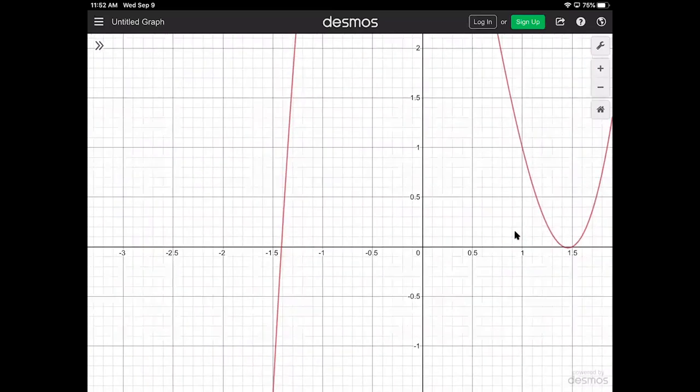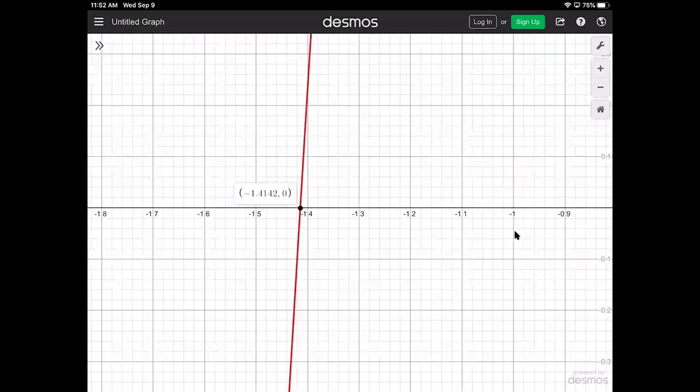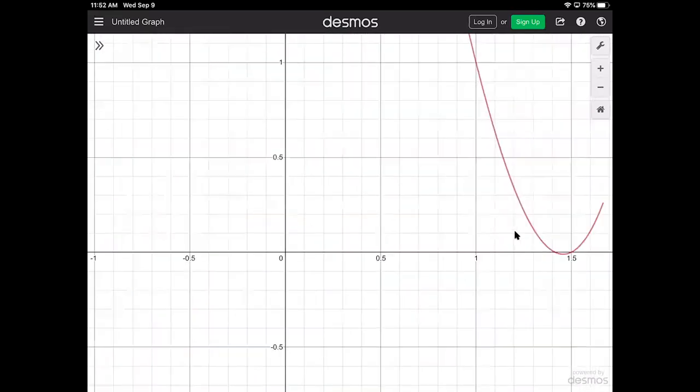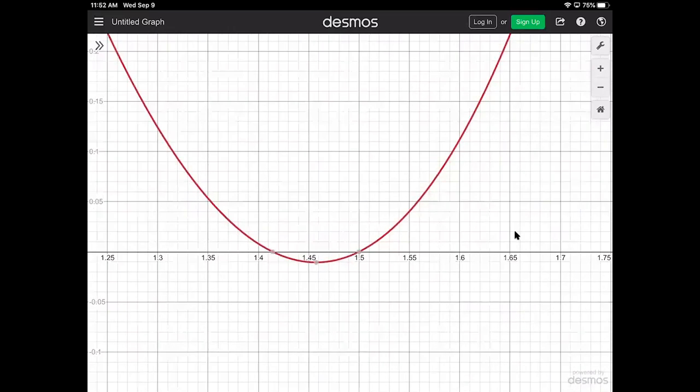But if we zoom back in over here, negative 1.414 also does not seem like a quote unquote nice number that I want to do synthetic division with, okay? So let's go with Richard's idea of using the 1.5. We're going to use 1.5, but we're going to use it as a fraction. So what's the fraction form of 1.5? It's 3/2, okay? So we're going to use 3/2 for our synthetic division.